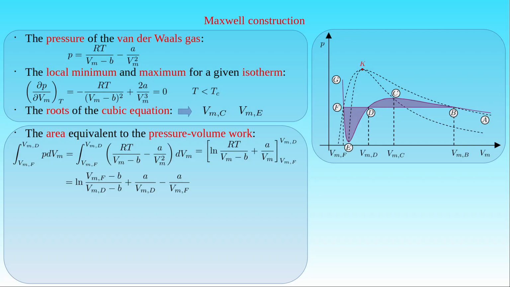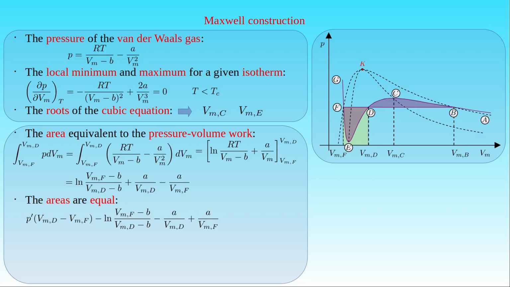The area of the first closed curve can be obtained by subtracting the area under the isotherm from the rectangle with the base given by Vmd minus Vmf and with the height given by the pressure P' of the medium in the states B, D and F. Then this area is equal to P' times the difference between Vmd and Vmf, minus the natural logarithm of the ratio of Vmf minus B to Vmd minus B, minus A over Vmd, plus A over Vmf.